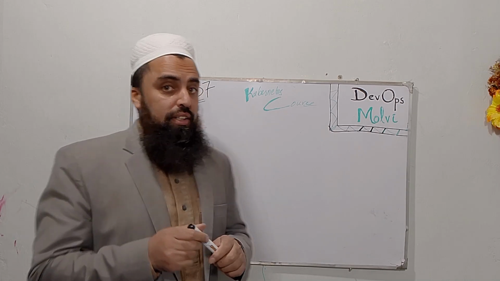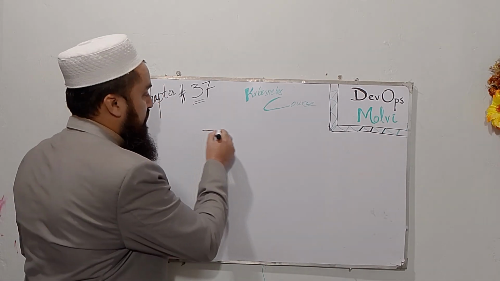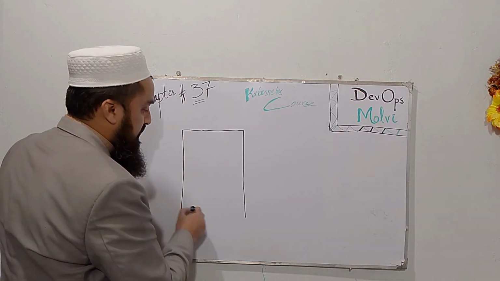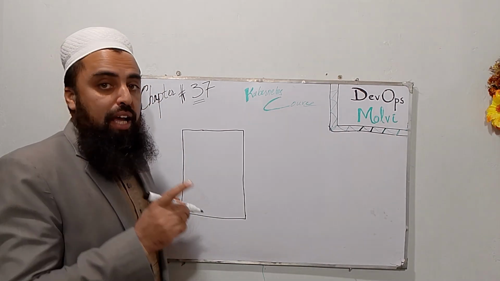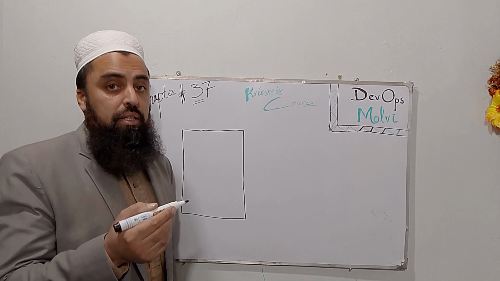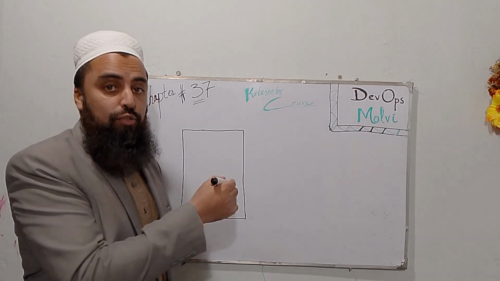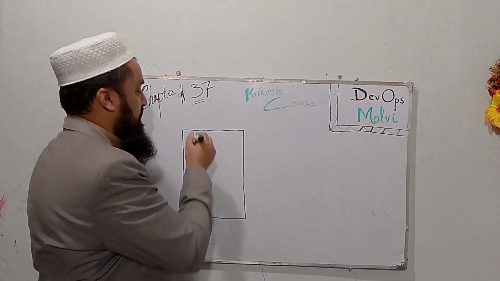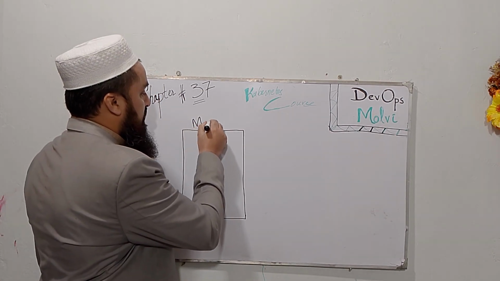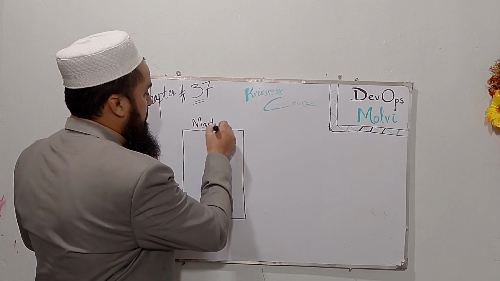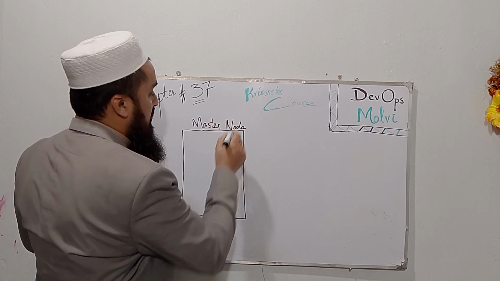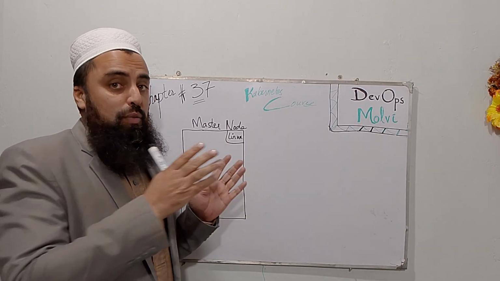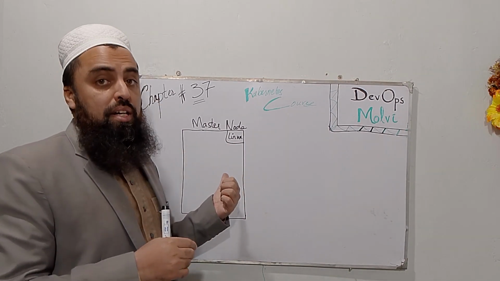So guys, in general, there is a master node in Kubernetes. So that would be our master node. In Kubernetes, there can be one or more than one master nodes. But for the sake of today's lecture, I'm assuming that we have only one master node. Okay, this is my master node, and it is running Linux. So you can say that it is a Linux box.